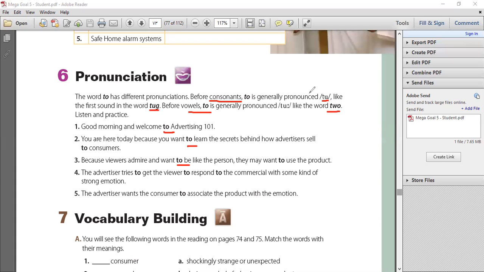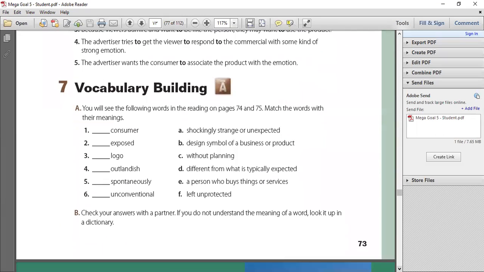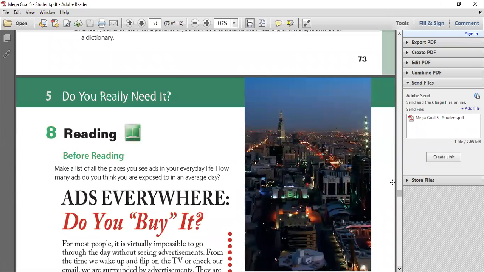Okay. Did you understand now how to pronounce "to" in two different places, one before a consonant and one before a vowel? Is it clear? Yes, it's clear. Okay. Right, now let's move on to the vocabulary building, which is related to the reading that we're going to take today.